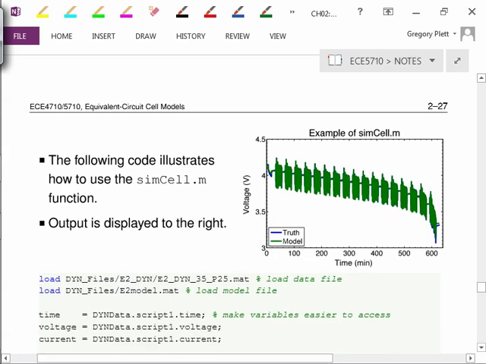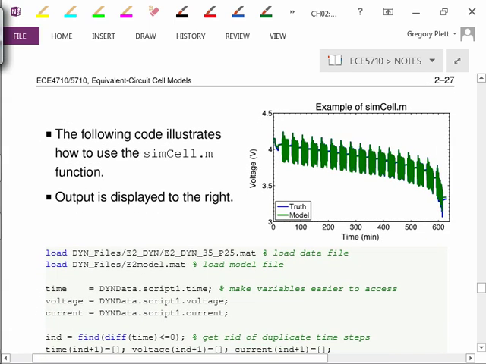This figure is an example of the output of simcell.m for the data set that was used and shown in the earlier section that was collected for a particular cell in the lab. And the blue line, if you are able to distinguish those there, the blue line is the truth. That was the function of voltage versus time measured in the lab, and the green line is what the model says. I realize that these are a little difficult to distinguish in this plot because of how thick the lines are and how much data there is.